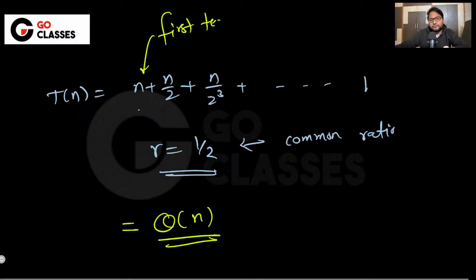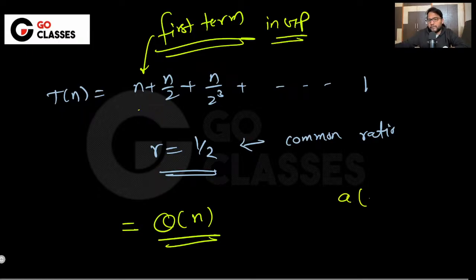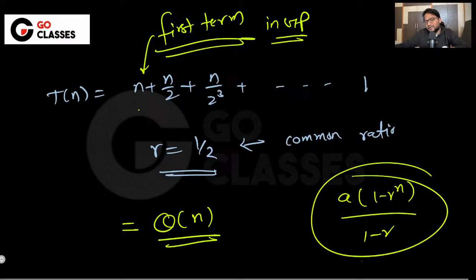First term in GP. Okay. See, if you want, you can definitely solve this. You can solve this using the formula a into 1 minus r power n upon 1 minus r. You can definitely solve it, and then you will realize that there is no point in solving using this formula. If you want, I can solve this.